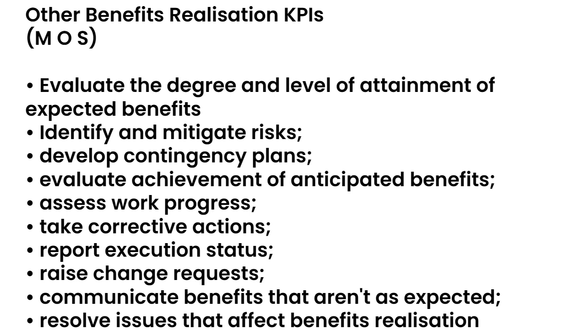Identify and mitigate risks. Develop contingency plans. Evaluate achievement of anticipated benefits. Assess work progress. Take corrective actions. Report execution status. Raise change requests. Communicate benefits that aren't as expected. Resolve issues that affect benefits realization.